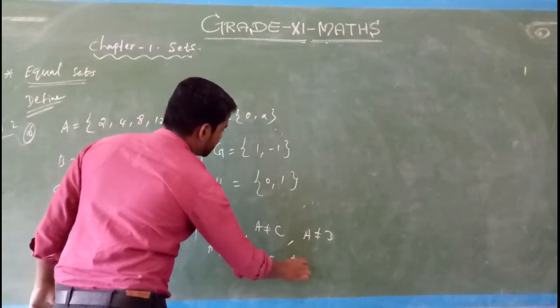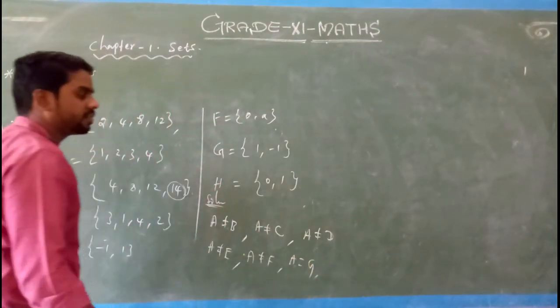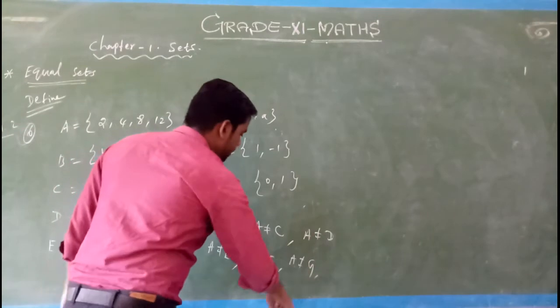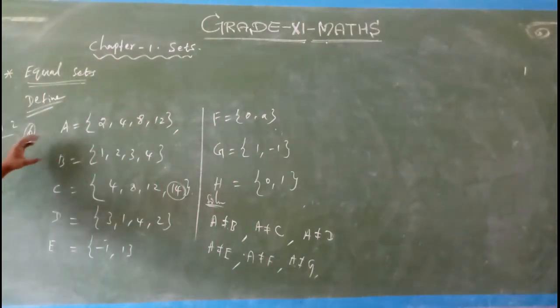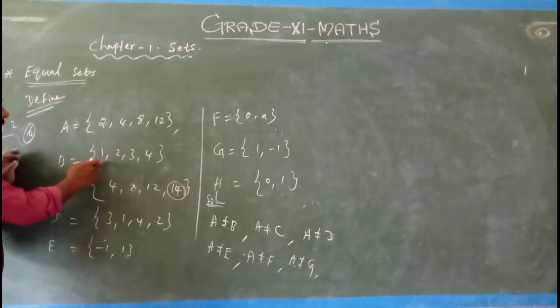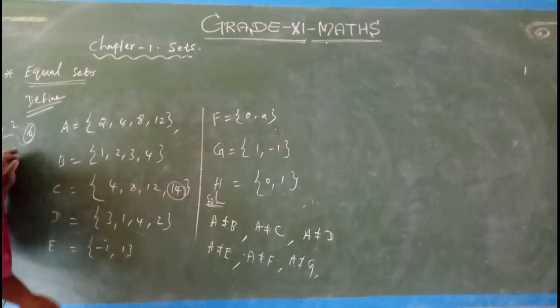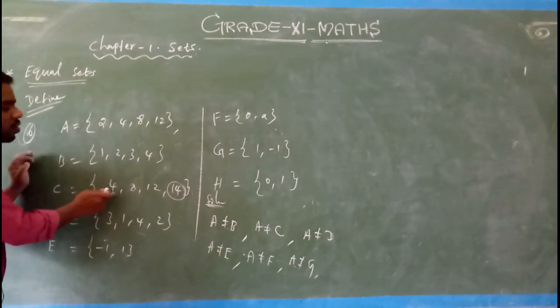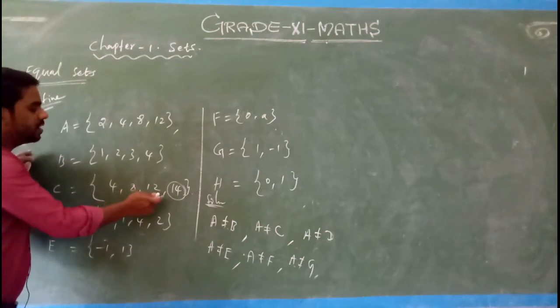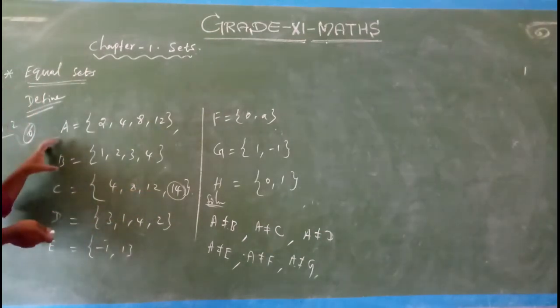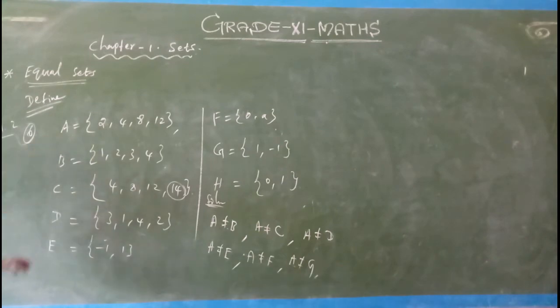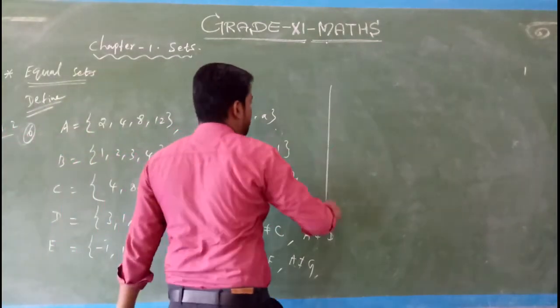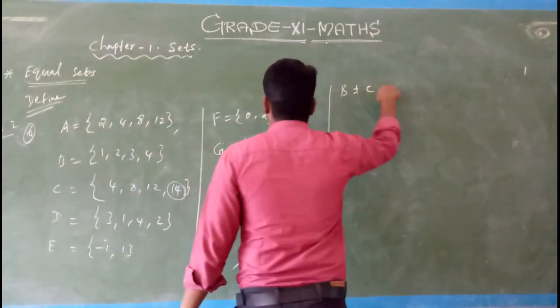A is not equal to G. Okay, right. Next, second question. B has elements 1, 2, 3, 4, and C has 4, 8, 12, 14. Here 12, 14, and 8 do not belong to the set B, so these two sets are not equal. So B is not equal to C.